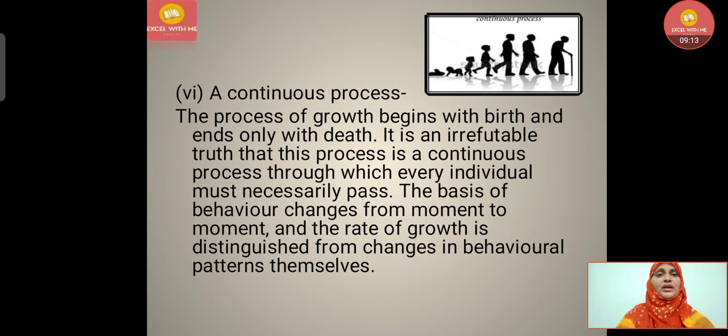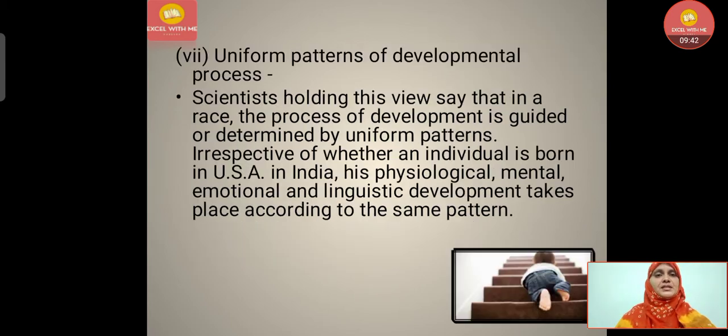The next specific principle of development is that it is a continuous process. The process of growth begins with birth and ends only with death. It is an irrefutable truth that this is a continuous process through which every individual must necessarily pass. The basis of behavior changes from moment to moment, and the rate of growth is distinguished from changes in behavioral patterns themselves. And the next one is uniform patterns of the development process.